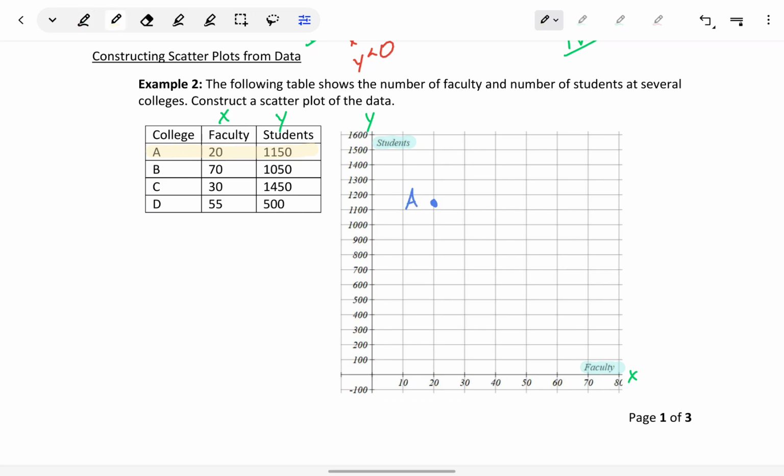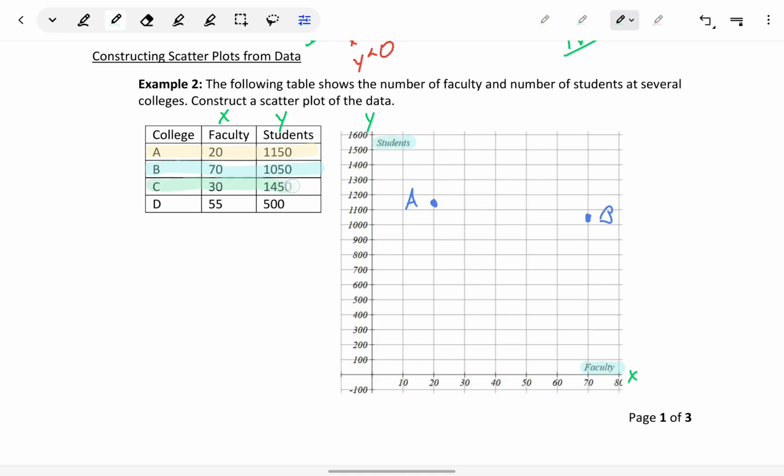We then want to do the same thing for College B, which has 70 faculty members and 1,050 students. So starting at 0, 0, we would make our way up to 70, which represents the number of faculty members, and then up to a y value of 1,050. And we have our value plotted for College B.